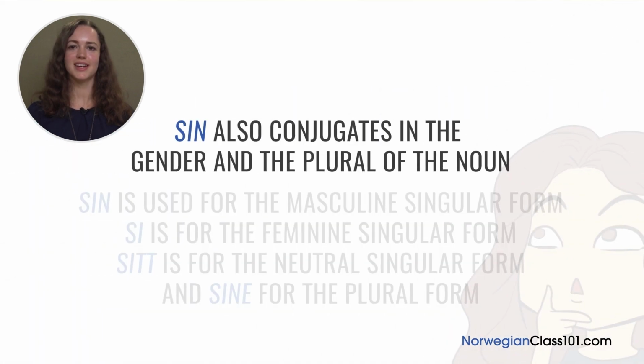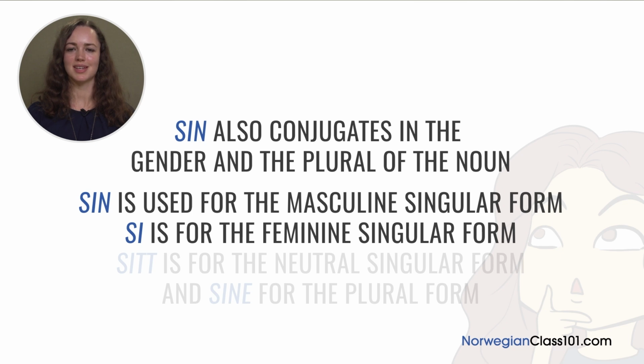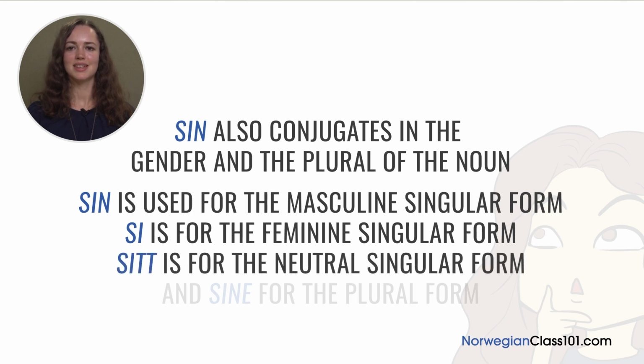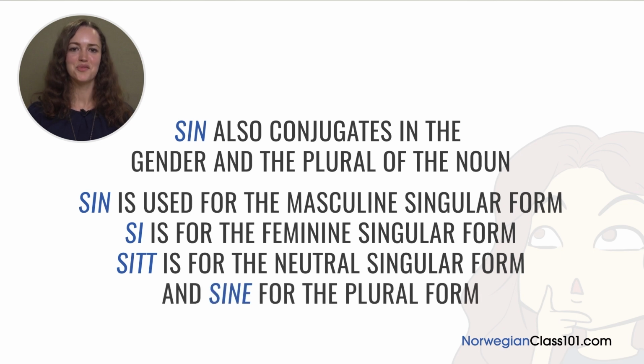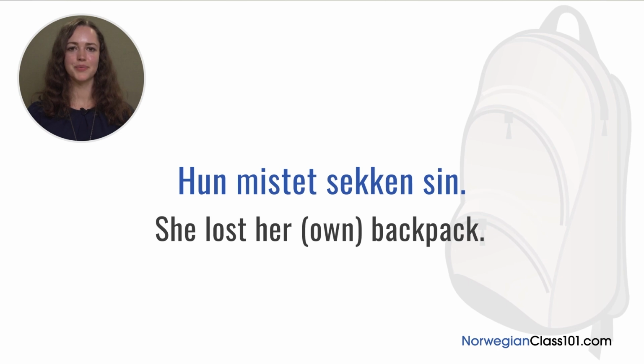Sin also conjugates in the gender and the plural of the noun. Sin is used for the masculine singular form, si is for the feminine singular form, sitt is for the neutral singular form, and sine for the plural form. Let's see some examples with the conjugated forms of sin.